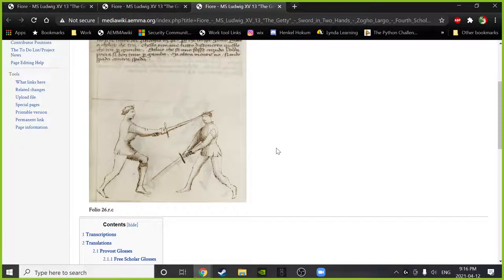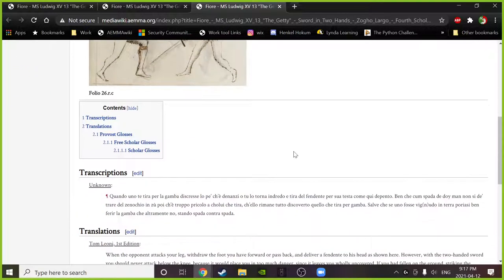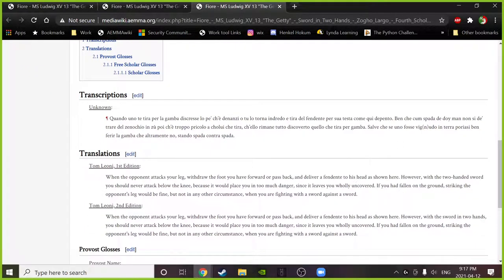That's an impossible crisis, right? For Fiore, Fiore fights on his feet. Falling to the ground is you're in super deep trouble, right? Typically speaking, we say if you're on the ground, your first task is to get up and arrive back on your feet, not dead. But Fiore makes a little comment here. If you'd fallen on the ground, maybe striking the opponent under the knee, which is the insinuation here, striking the opponent's leg would be fine, but not in any other circumstance.